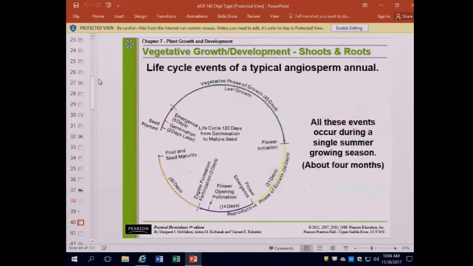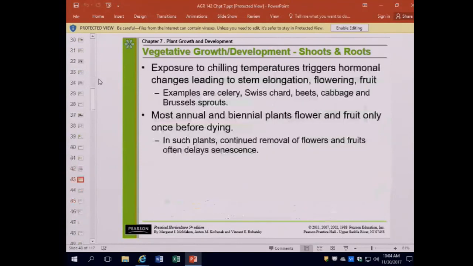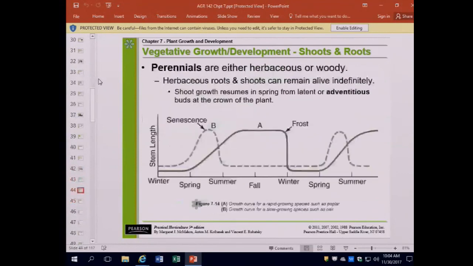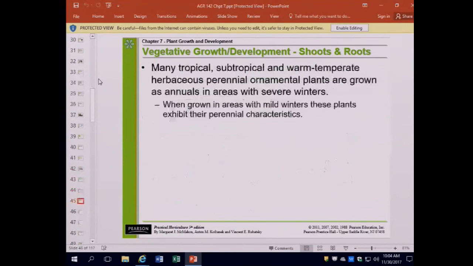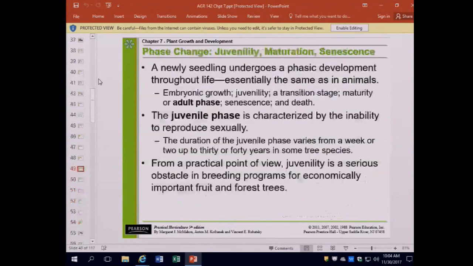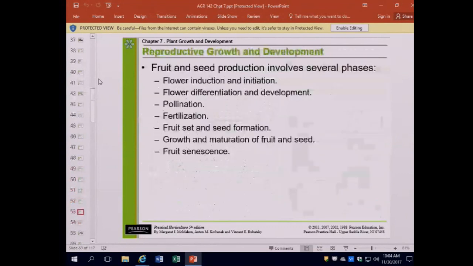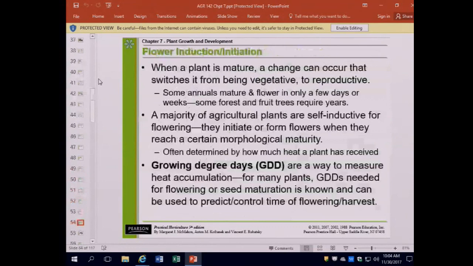As we talk about shoot growth, we begin to talk about the different types of... let me get to this. There's a part here I want to talk about. All right.